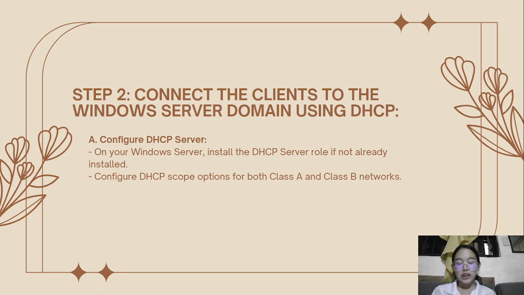So, for our step 2, connect the client to the Windows Server domain using DHCP. So, A, configure DHCP server. Para ma-configure natin siya, sa Windows Server natin, install the DHCP server role if not already installed. Next is configure DHCP scope options for both Class A and Class B networks.